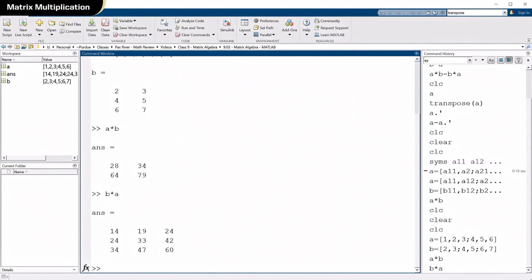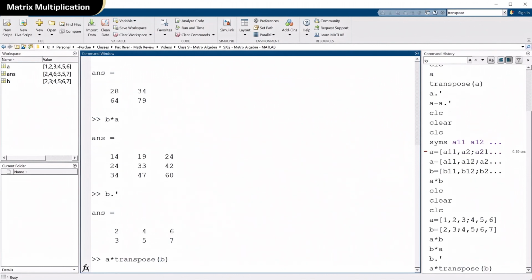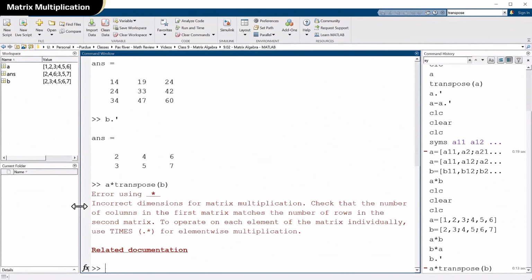Now let's try something that isn't compatible. What happens if I try to multiply A times the transpose of B? By the way, what is the transpose of B? What does that look like? Okay, it has 2 rows and 3 columns. So what if I type in A times the transpose of B, is that going to work? No. Incorrect dimensions for matrix multiplication. Remember, the number of columns in the first matrix has to equal the number of rows in the second.